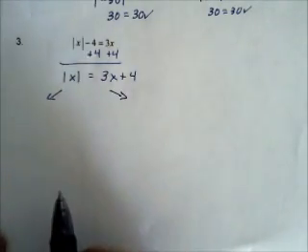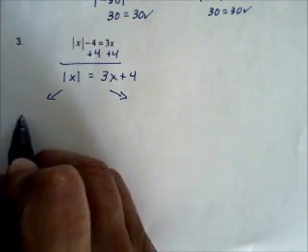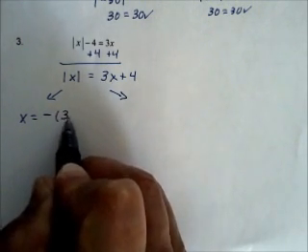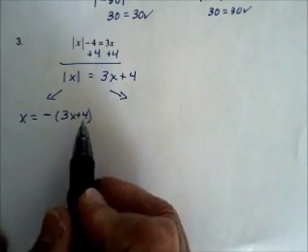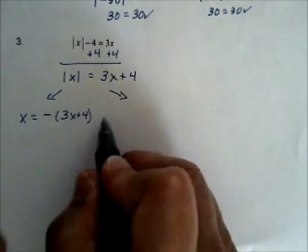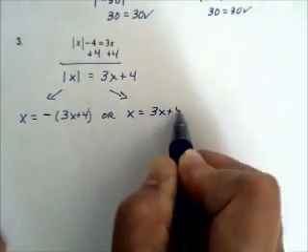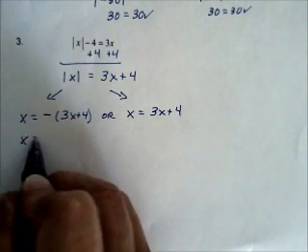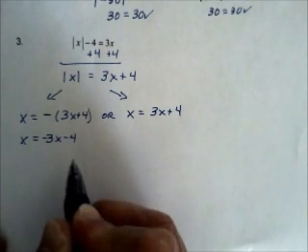Now split it into two separate equations. So we drop the absolute value bars and say x is equal to negative, I'm going to put parentheses, 3x plus 4, because that's a binomial. That's two terms that are on the right-hand side there. Or x equals 3x plus 4. Distribute the negative over the parentheses. x equals negative 3x minus 4.